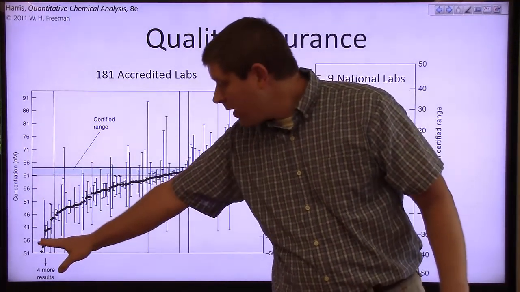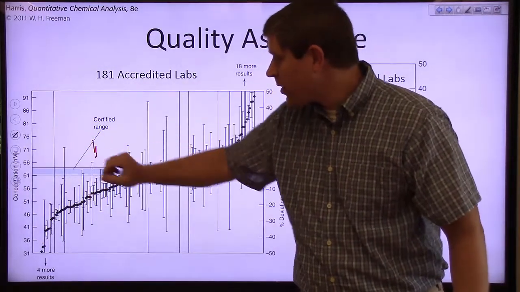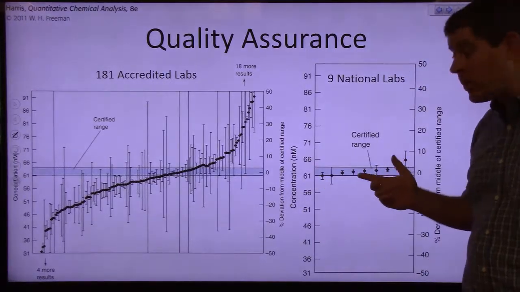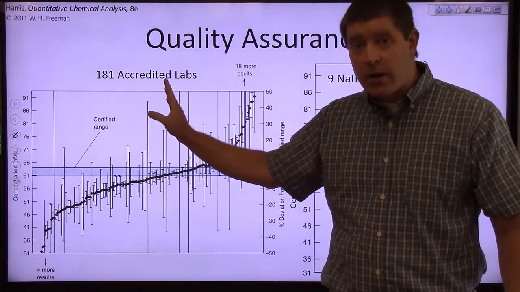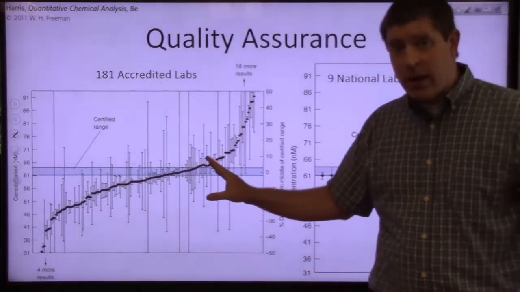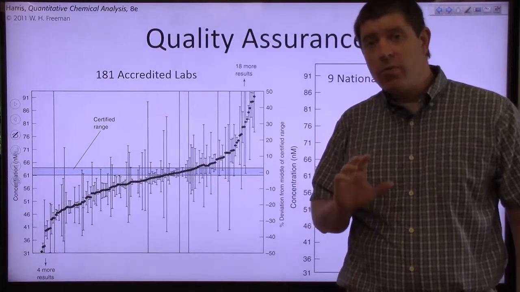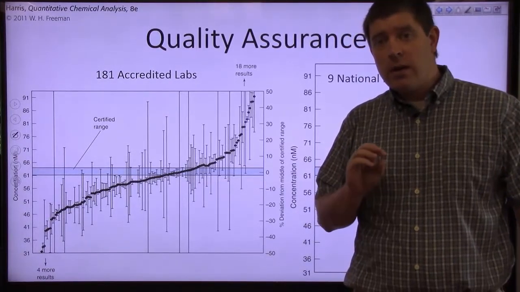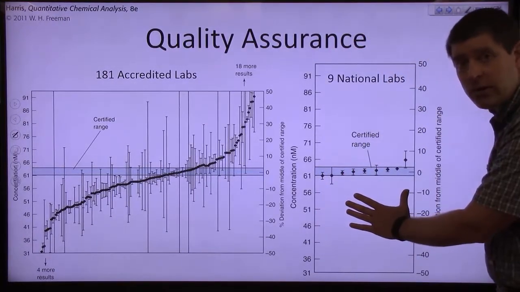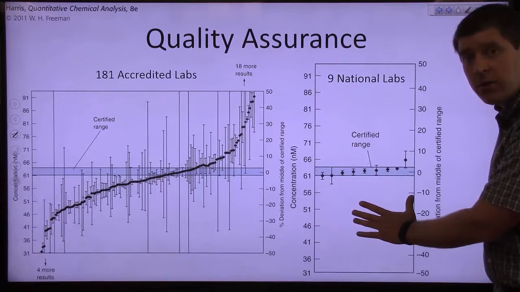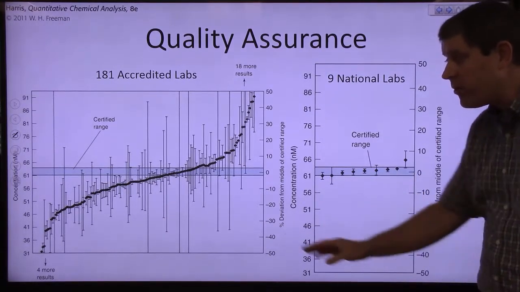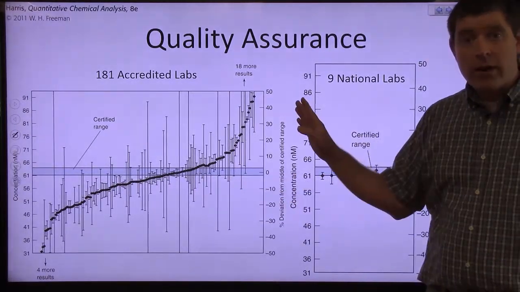So a lot of these, not only are the error bars much larger here, but the values are spread much more than they were over here with the national labs. And again, these are just the accredited labs. So there's this big variation here in the values that came back. So it's really important when you're performing some analysis to do so in exactly the same manner every time. Because you can see that it is possible from these national labs to get values that are very close to the true or the accepted value. But it's also possible, if you're not quite as careful, to get values that are skewed.